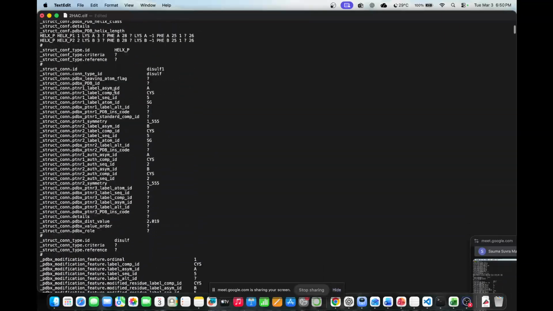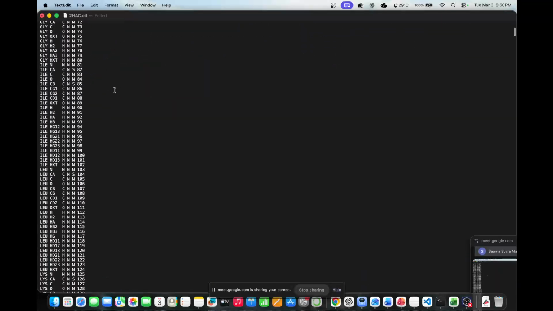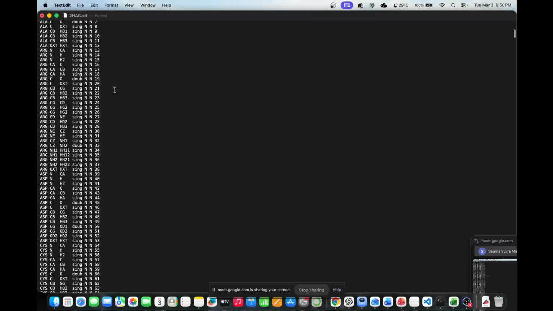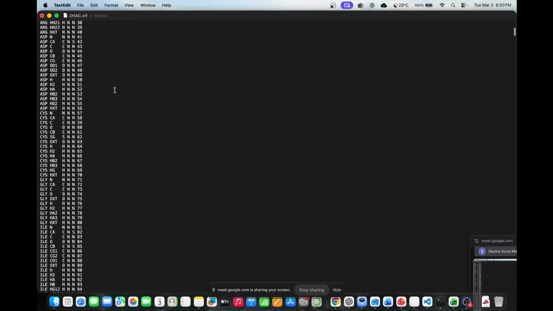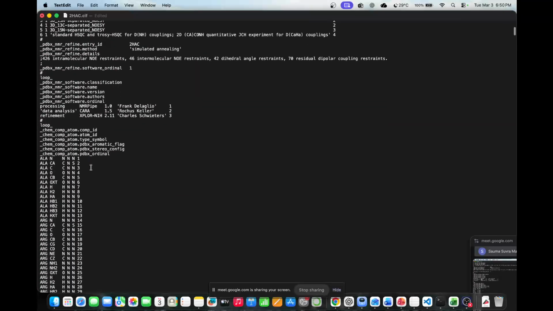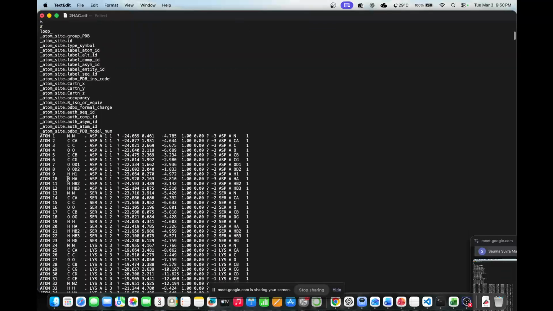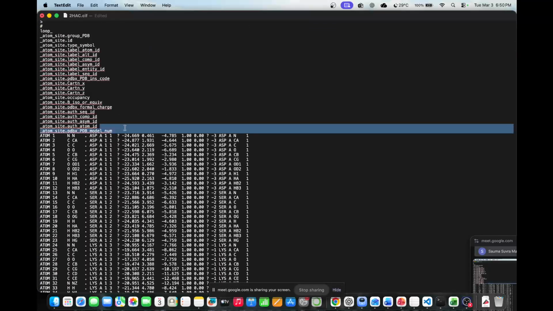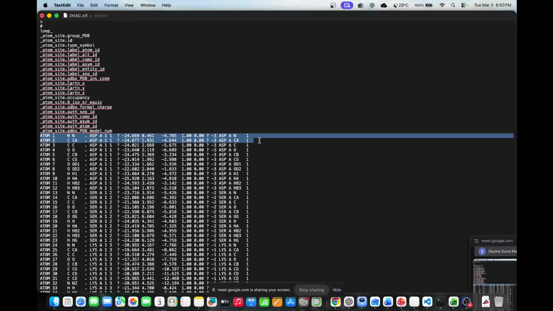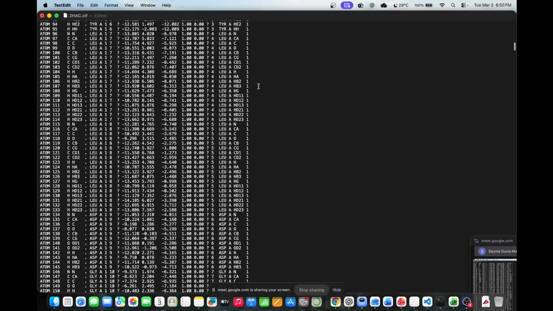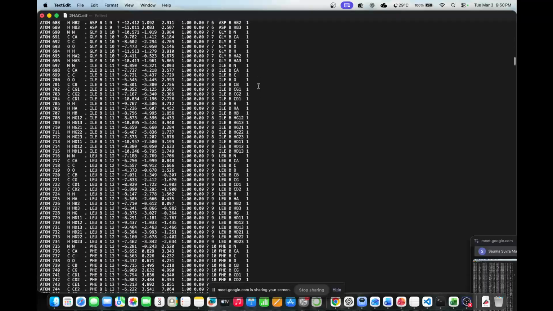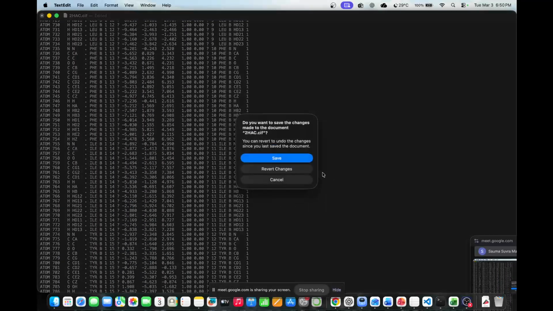But again, the main structure starts from here. No, sorry. The main structure starts from here. So atom, and this is almost similar to the PDB legacy format as well. The main structure starts from here, and it's similar to what we saw earlier.